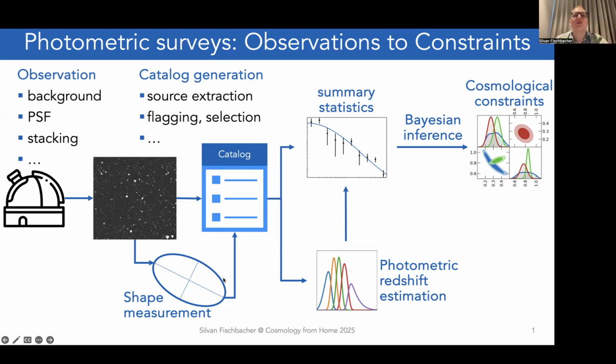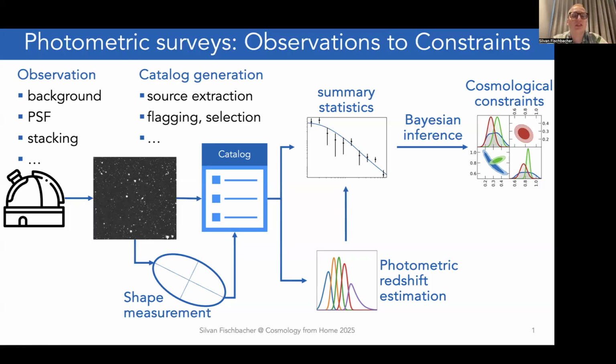If we think of a cosmic shear survey, we further have to measure the shape of these objects. So we have to do a shape measurement for all objects and then add the corresponding shape parameters also to this catalog. From this catalog, we cannot move directly to the cosmological constraints, nor to the summary statistic, because we need some kind of photometric redshift estimation to do that. So we have to estimate the photometric redshift distribution of the objects in this catalog. And after we have done that, together with the catalog, we can compress this in some kind of summary statistics, for example, a 2-point correlation function. And from there, we can do our classical Bayesian inference to obtain our cosmological constraints.